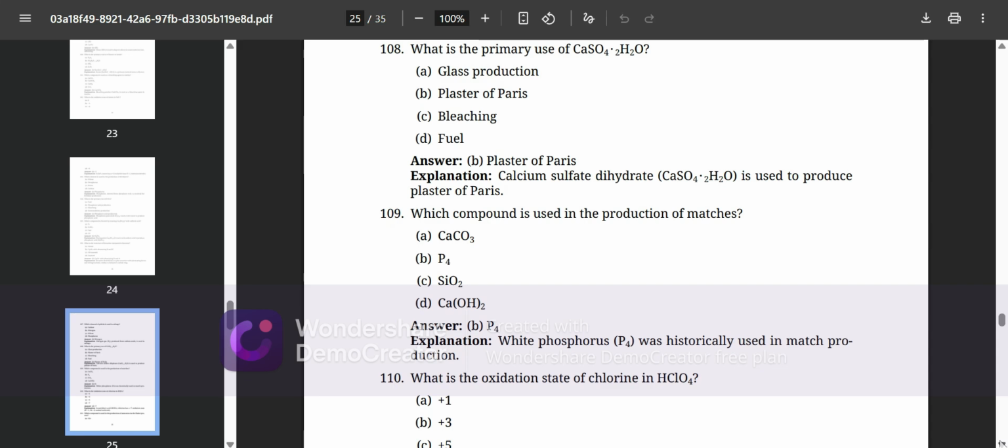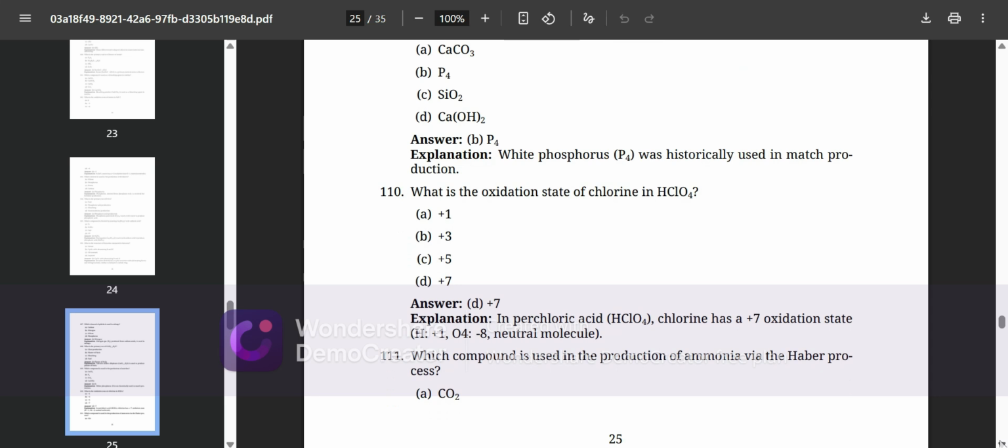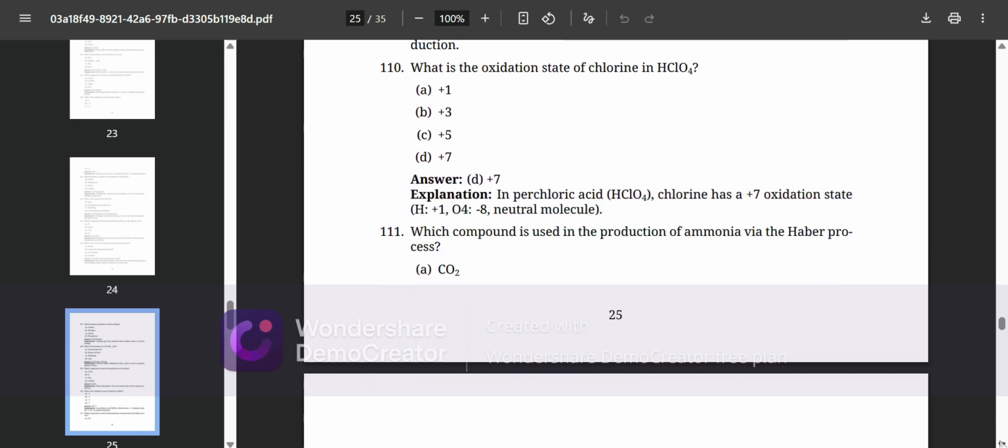Which compound is used in the production of matches? P4, white phosphorus. P4 was historically used in match production. What is the oxidation state of chlorine in HClO4? +7 in perchloric acid. HClO4: chlorine has a +7 oxidation state. +1 plus 7 minus 8 equals 0, a neutral molecule.